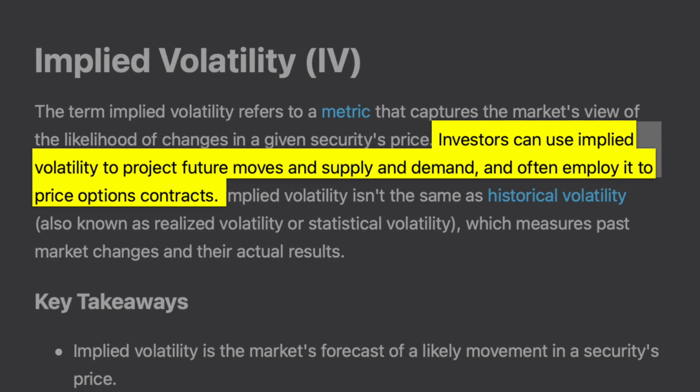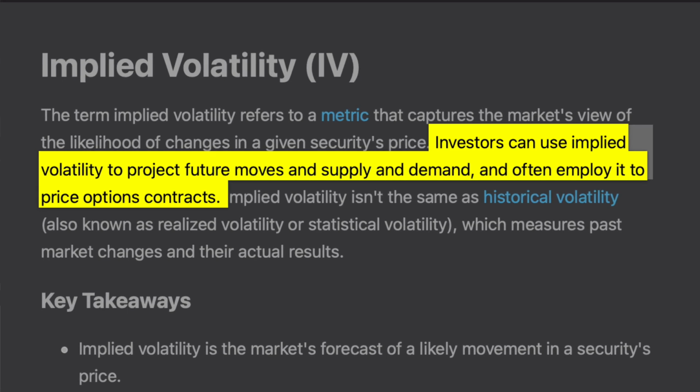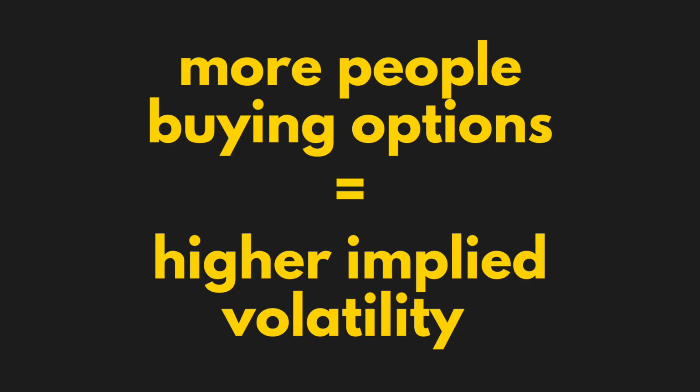So what is implied volatility? Well, just as the name suggests, this is the expected future volatility for a given stock. And the way that this is calculated is through the options chain, depending on how many people are buying options. This is based on supply and demand within the option chain, since whenever people are buying options, they're expecting a big move for the stock. So simply put, the more people that are buying options, the higher the implied volatility.